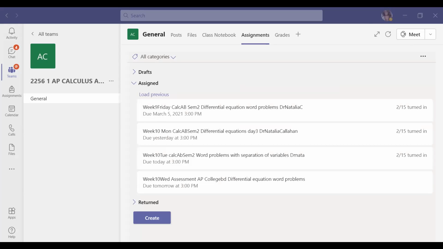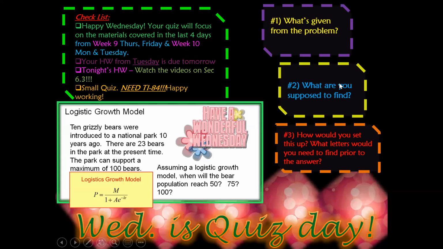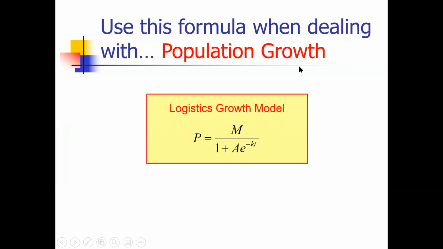Okay, let's go ahead and go back to this. All right, let's take a look at your warm-up log questions. So this one is on a projection model with animals, and the formula that you use is this one right here.